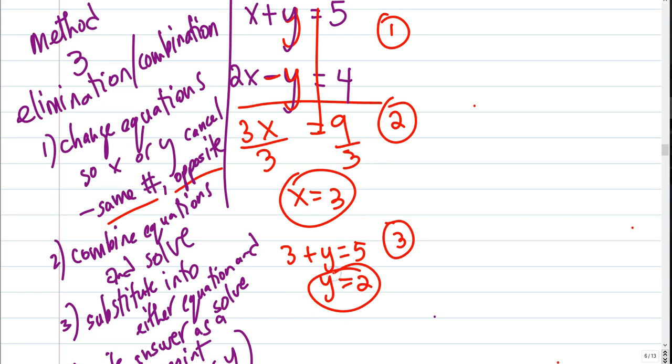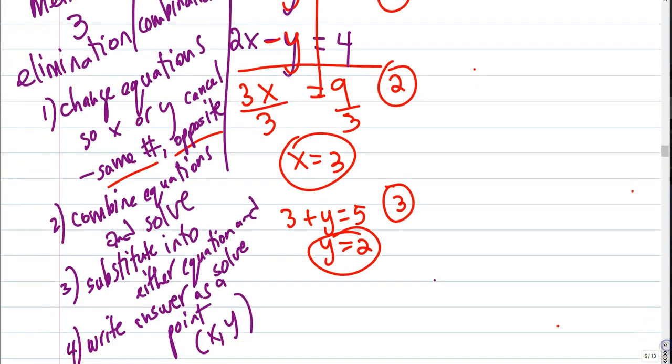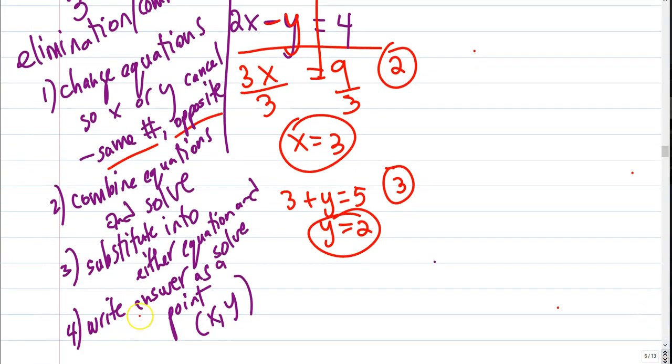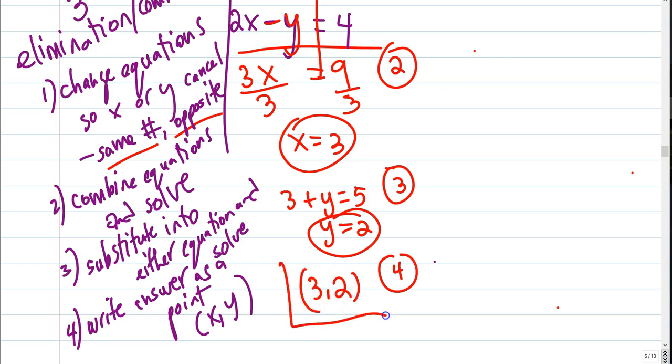Now am I done? No. Make sure you still write your answer as a point. So our point is what? 3 comma 2. Same answer. Out of all 3 of these this time, I believe that elimination was our easiest. It will not always be. But in this situation, for sure, this was the easiest method. But the key is what? That the answer doesn't change.